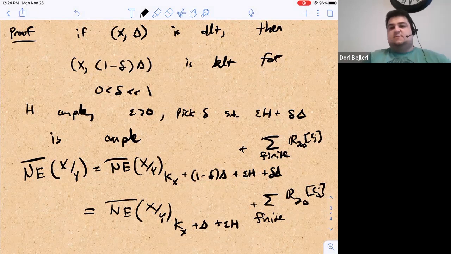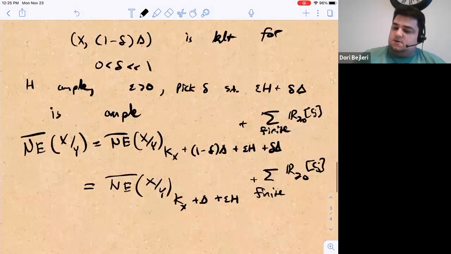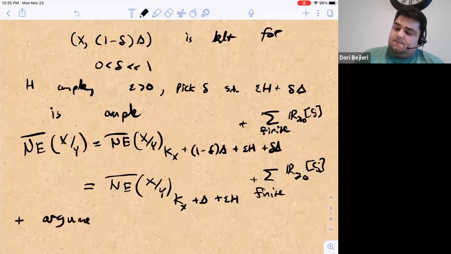And then just like in the proof of the original cone theorem, once you have this, you take the limit as epsilon goes to 0, and you get a countable sum for NE-bar(X/Y). So, and then the same limit argument as in the proof of the cone theorem.